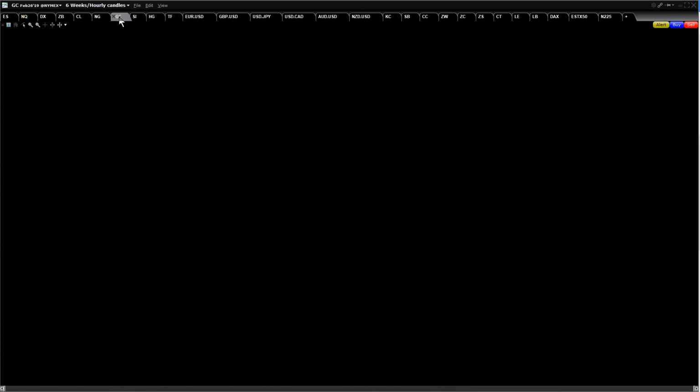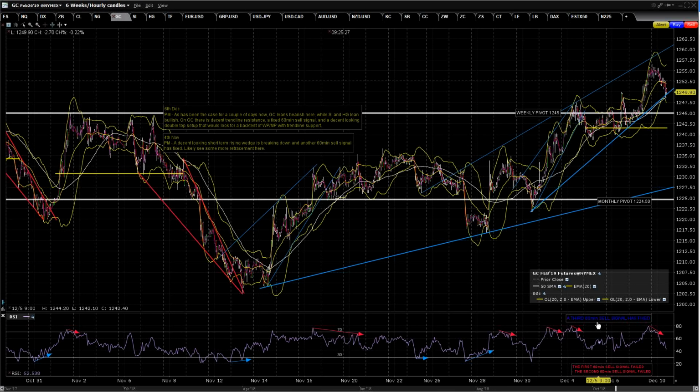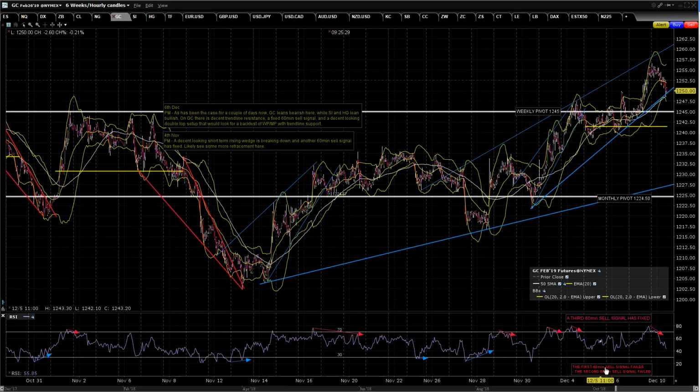GC, a 60-minute sell signal is fixed overnight. This isn't the first one. It's in fact the second one. It's the third one, and the other two both failed. So that is worth bearing in mind here. We've broken very slightly rising support, and it could be that we're going to see a retracement here. If so, we'd have obvious support in the sort of 1238 to 1241 areas. We'll see how that goes.